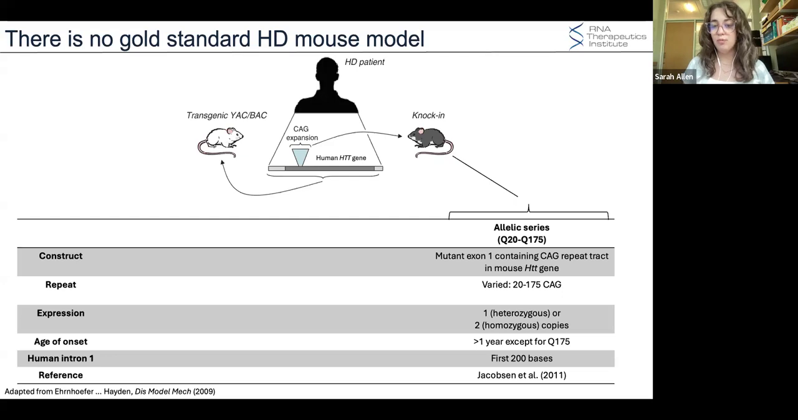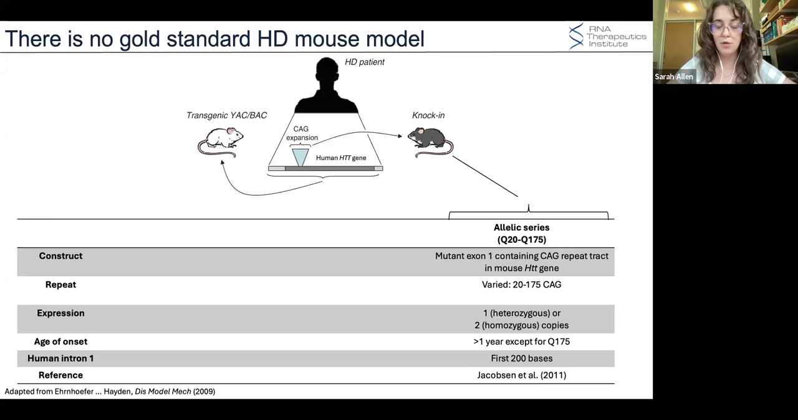They can be heterozygous or homozygous for this insertion. However, they do not experience any phenotypes of Huntington's disease until greater than 1 year of age, with the exception of the Q175 that have a bit earlier of an onset. They also do not possess human intron 1 except for the first 200 bases, and therefore they don't really get the severe sort of clustering phenotypes that we've been interested in studying in Huntington's disease.